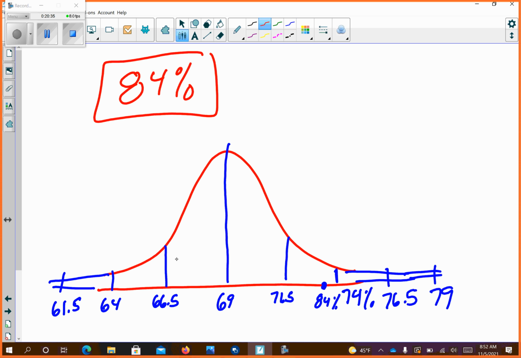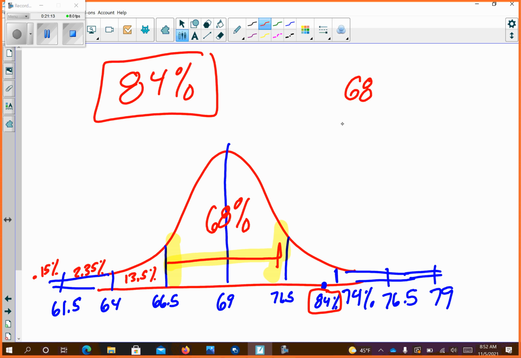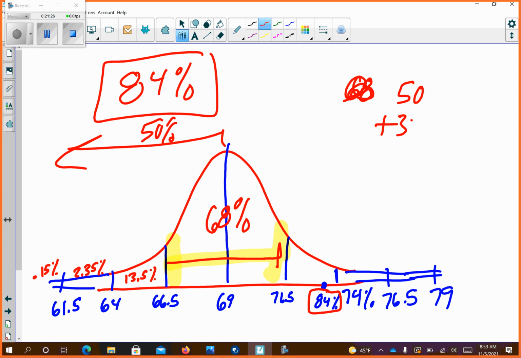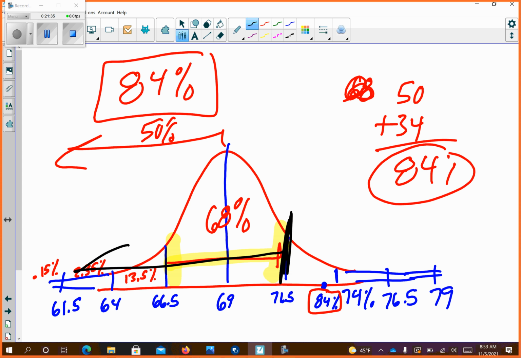Okay, so I know that this region here, let's do this in yellow, is 68%. And then if I go back to my normal curve, I just want to remember it: 13.5, and then 2.35, and then 0.15. So our person is taller than 84%. If I add, let's make it easier, from here over you're talking about 50%, right? So 50% plus 34%, that's 84%. So from here this way is that 84%.